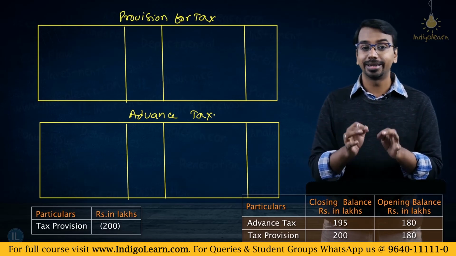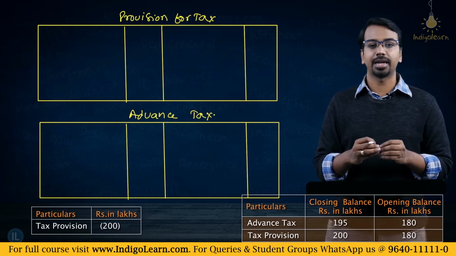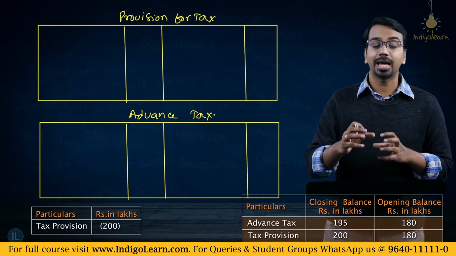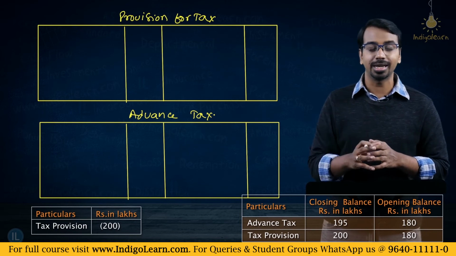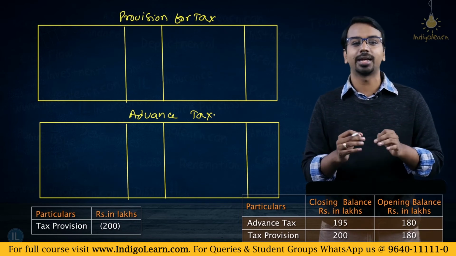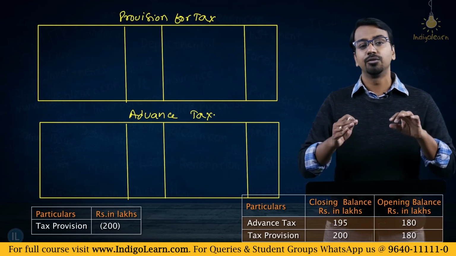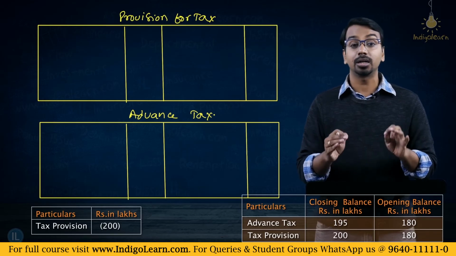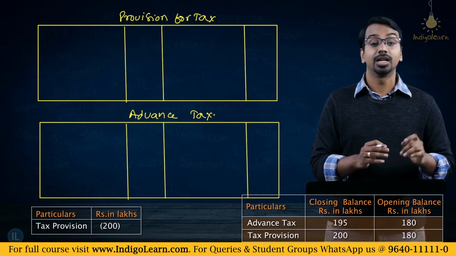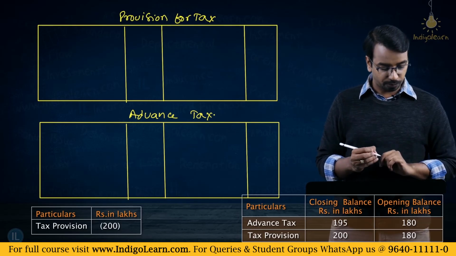These two accounts are interrelated, and till the time you know how much of provision balance we are carrying forward, or how much of provision has already been set off against advance tax, we will not be in a position to find out the actual taxes paid during the period. In this question it is pretty straightforward. We could have done without ledger accounts as well, but we need to get our concepts right starting at the first problem itself. So let's see how much is the provision for tax.